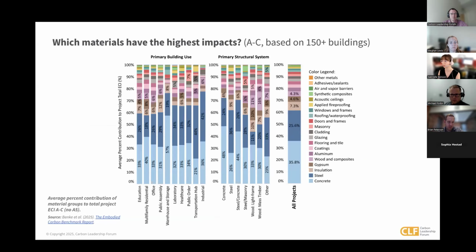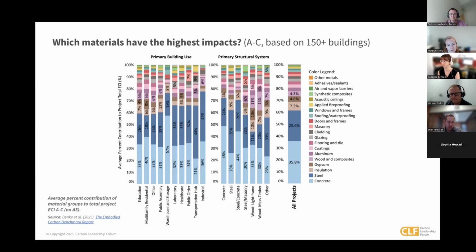You can also look at which materials contribute to embodied carbon the most within a building. So this chart is from our whole building LCA benchmarking study, which I'll talk a little bit more about. It shows the average contribution of different material groups to total ECI, or embodied carbon intensity. On the left, you can see by primary building use. In the middle here is by structural system. And then on the right, this is all projects averaged together, what the contribution is.